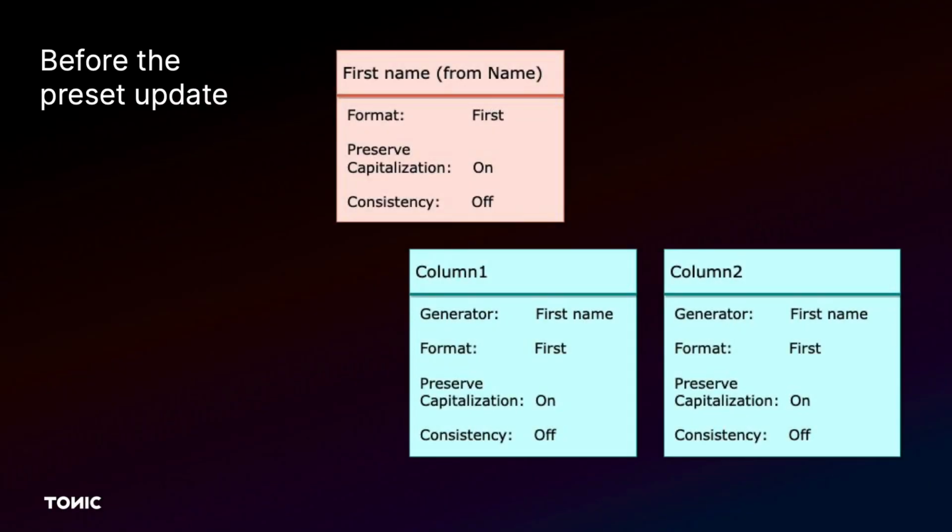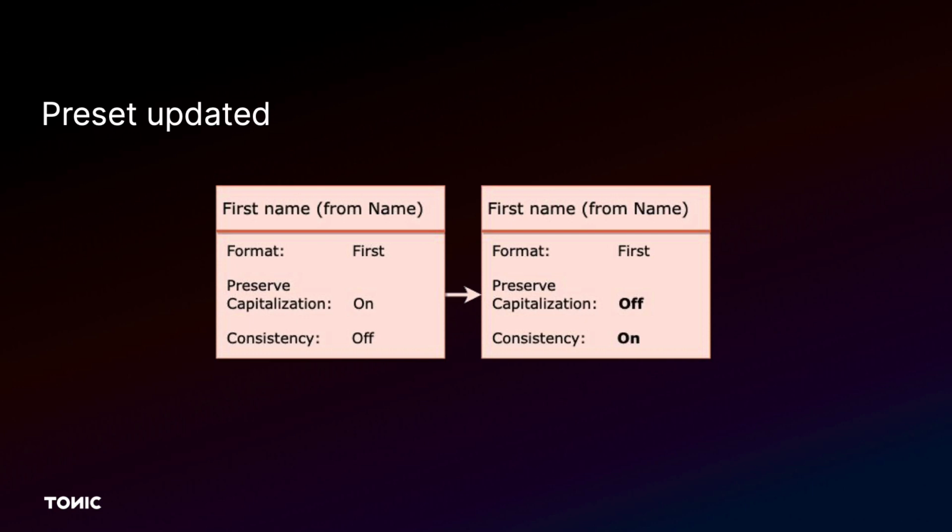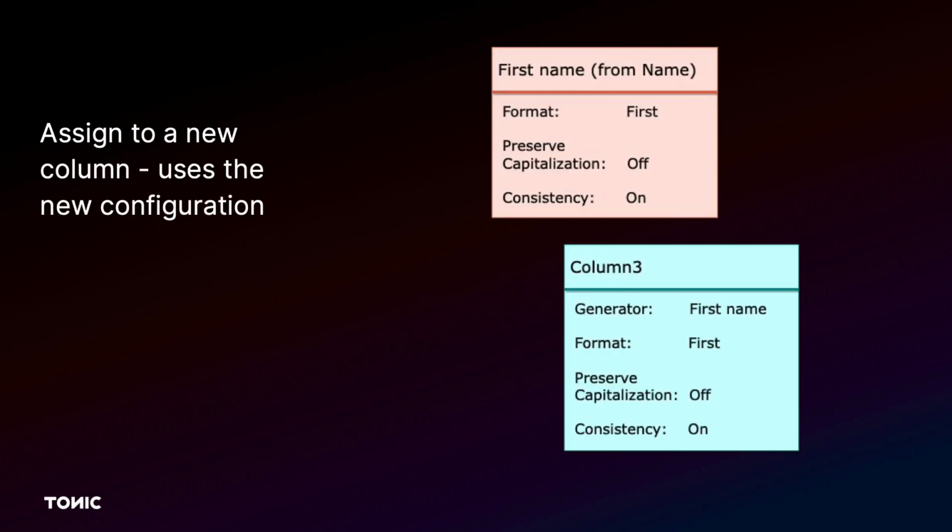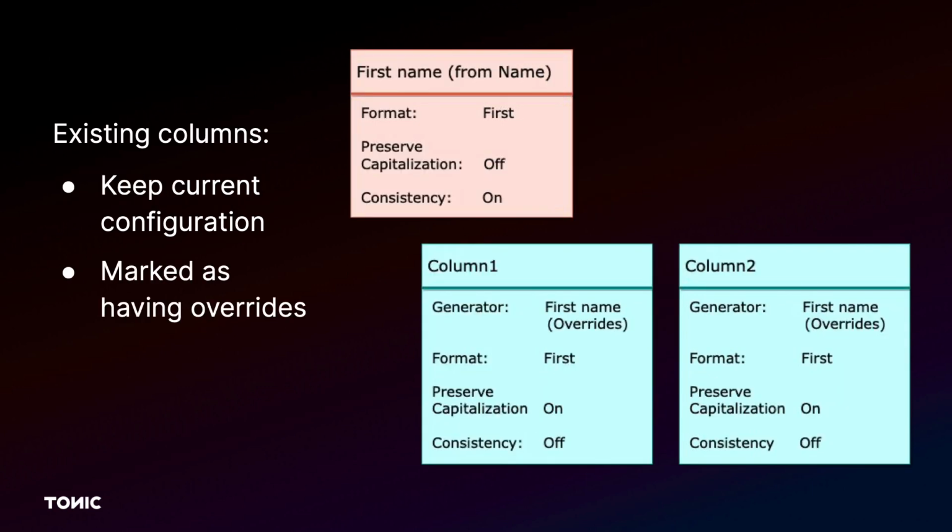What happens when you update the baseline configuration? For example, this first name generator preset is assigned to two columns. The preset configuration is updated to change the capitalization and consistency settings. The new baseline configuration is used the next time you apply the preset to a column. Tonic does not change the configuration of other columns that you previously applied the preset to. They keep their existing configuration and are marked as having overrides to the baseline configuration.